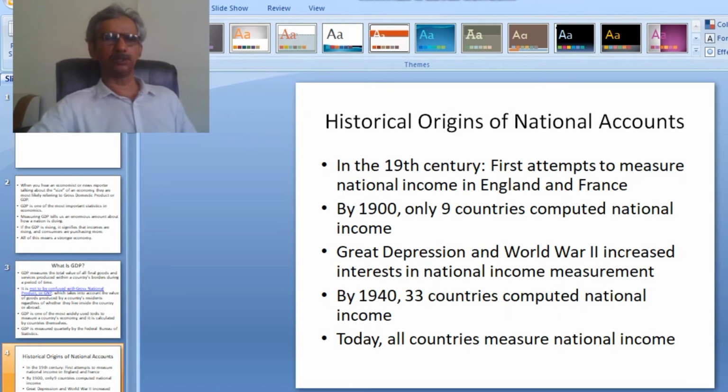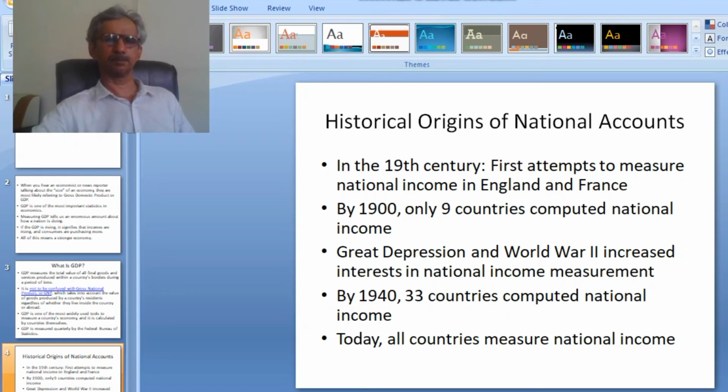The measurement of GDP is not very old. In the 19th century, the first attempt to measure national income was made in England and France. They tried to measure the national income of their countries. By the 19th century, only 9 countries computed national income. At that time, not every country was measuring the GDP.